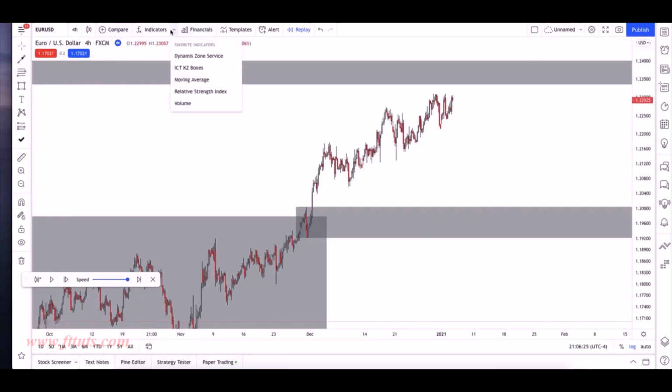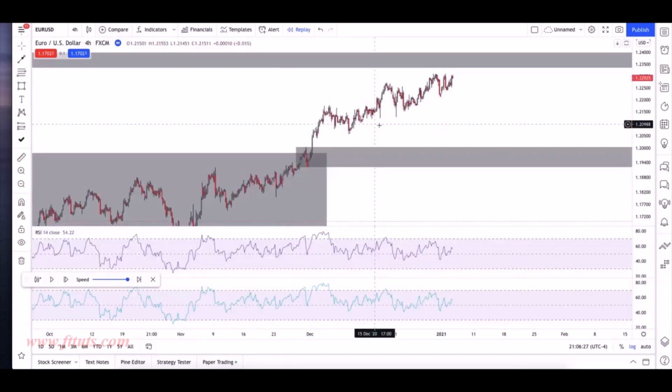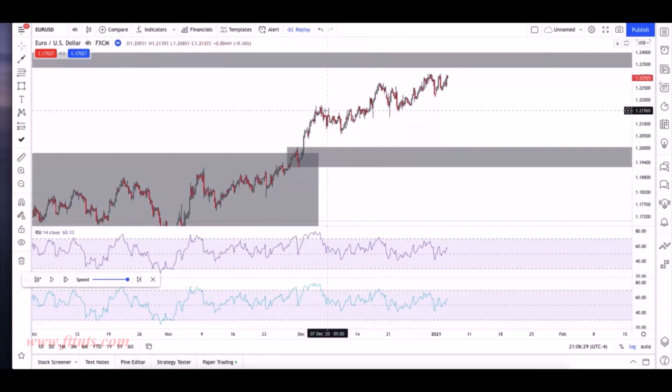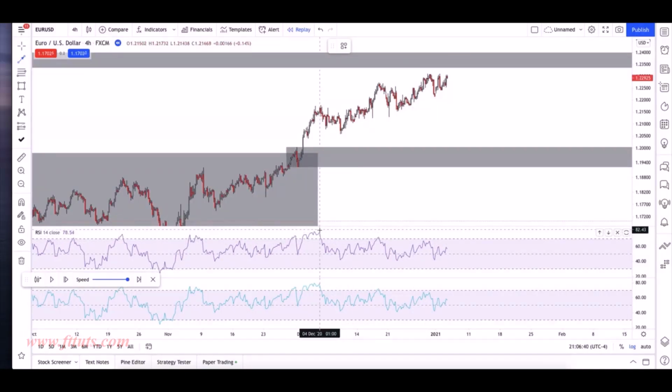Now if I take out my RSI, what can we see? Price is creating higher highs, right? But then when you look at the RSI, what's price creating? Higher lows, right? Sorry, not higher lows. Lower highs.